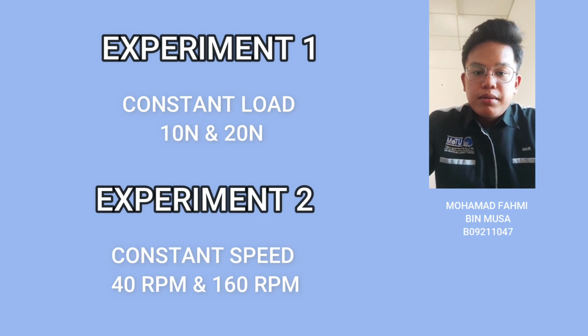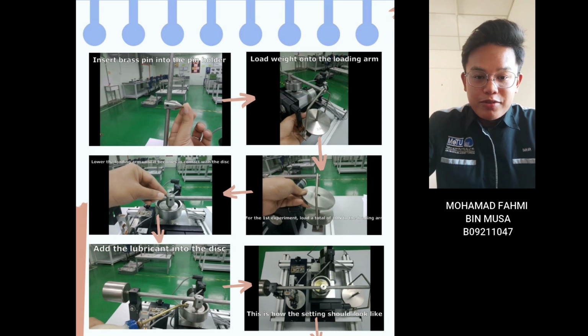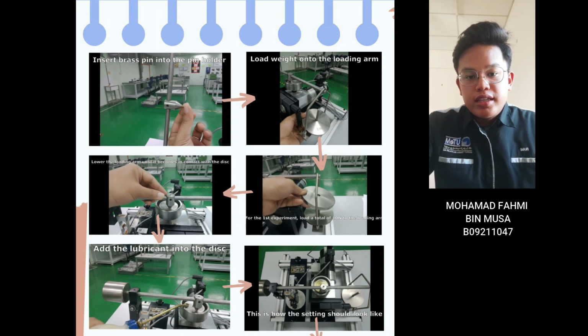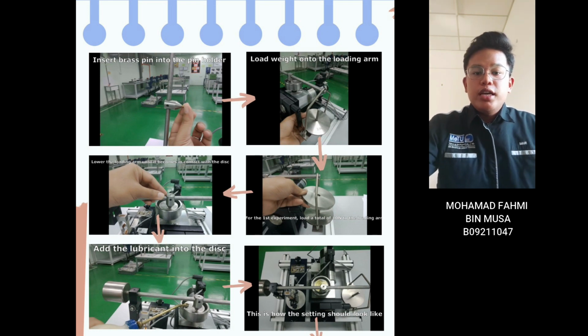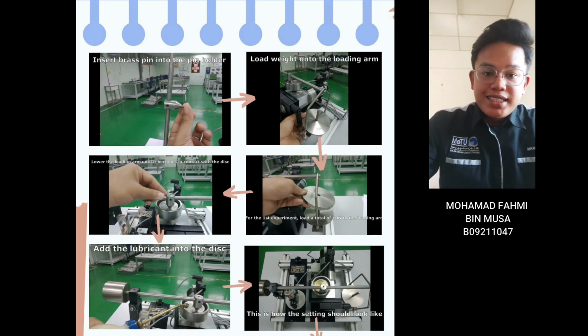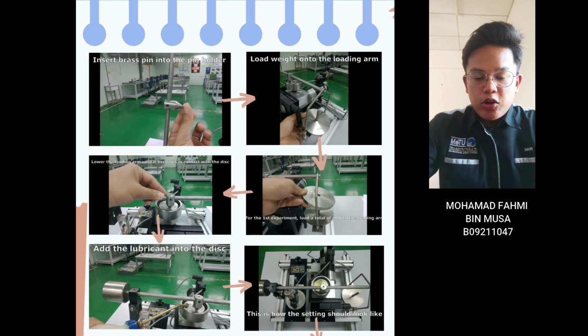Right now I would like to explain about experiment 1 first. That is, we use the constant load of 10 Newton and 20 Newton. Before we switch on the machine, we need to insert the brass pin into the pin holder. Next, after we insert the brass pin, load the weight at the end of the loading arm.